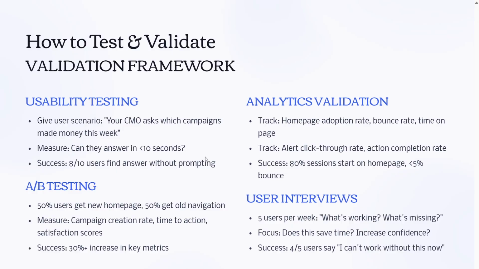Okay, so let's talk about how to test and validate the app. To validate the home page, I used a usability test, where the task is: which campaigns made money this week? Success is when they answer in less than 10 seconds. Along with that, an A/B test comparing the old navigation versus the home page, where we saw a 30% increase in campaign creation and faster task completion as well. Along with that, the analytics page, which tracks homepage adoption, alert click-through, and quick action usage as well.